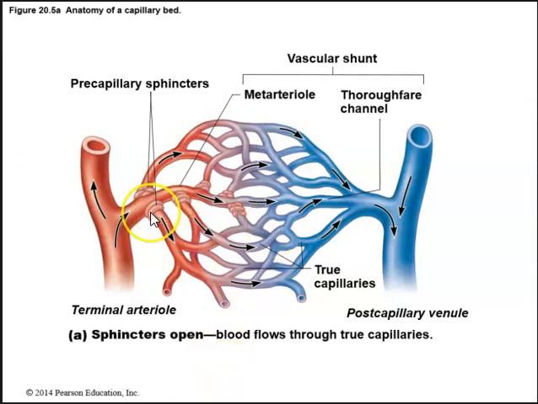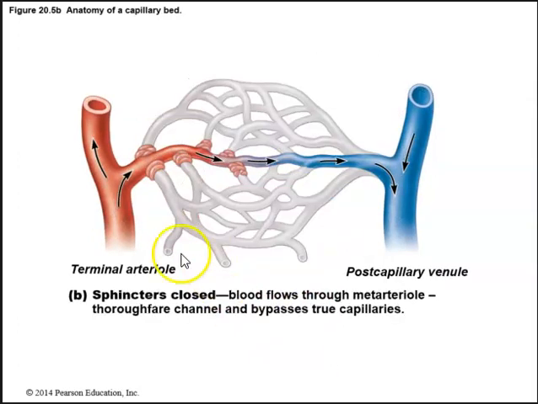When we have relaxation of these precapillary sphincters, we can see blood passing through all the capillaries within this capillary bed. So we have the true capillaries that allow for that gas exchange of oxygen and carbon dioxide. However, when these precapillary sphincters close or tighten, there's only blood flow that goes through this structure called the metarteriole. So it actually bypasses the true capillaries within the capillary bed.